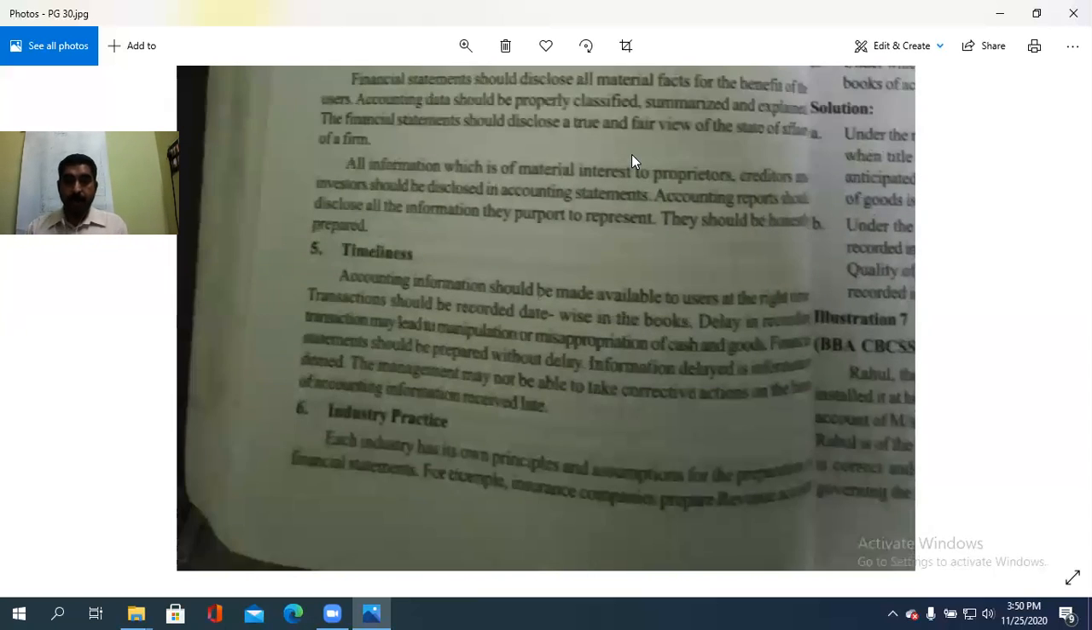Then timeliness. Proper timeliness should be there to record the thing and also to pass the necessary information. Accounting information should be made available to users at the right time.